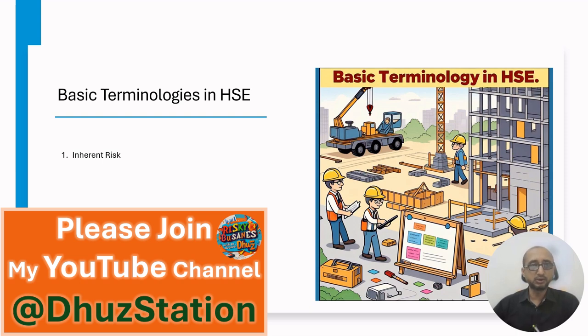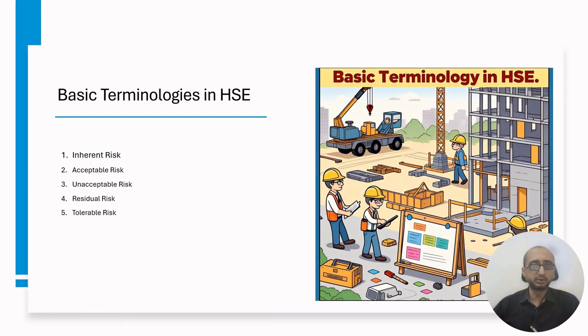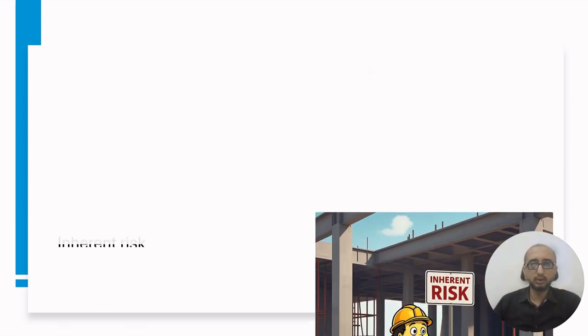So today, we will discuss inherent risk, acceptable risk, unacceptable risk, residual risk, tolerable risk, and the term as low as reasonably practicable, generally called ALARP. Now let's first look at the inherent risk.